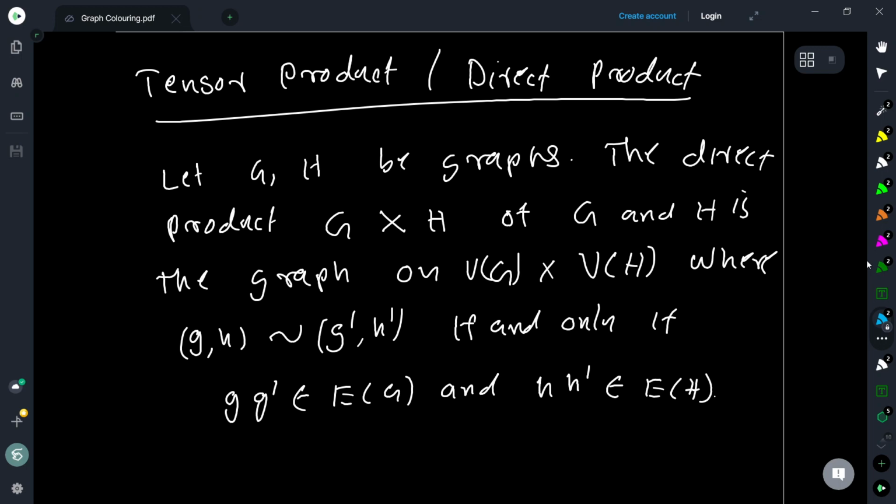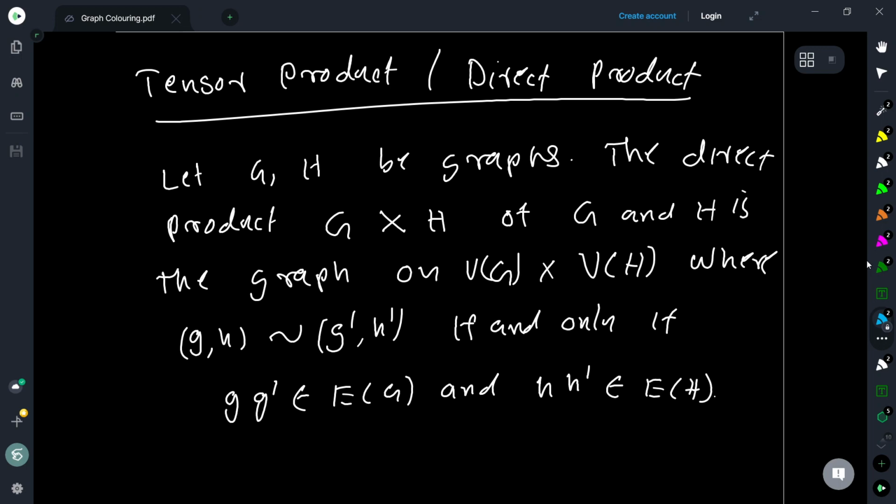Then another notion of the product is called the direct product or tensor product. Again, you will see these names being used in other contexts and this context, etc. Because, for example, this is also defined on the Cartesian product of the vertex sets. So therefore, some people also call this the Cartesian product. But of course, for us, it is the previous definition.